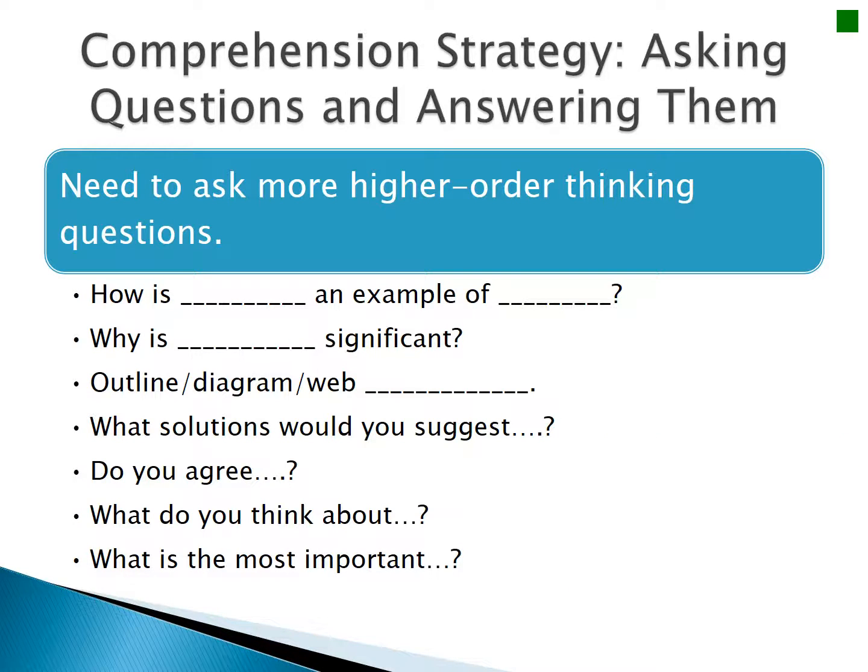So one of the important things we can do in discussions with our students to develop their comprehension is questioning. And questioning far too often falls into very lower levels of Bloom's taxonomy, which is not what we want to do. We want to focus on the higher order thinking questions, such as, how is blank an example of blank? That's a great question to use in narrative and expository text.